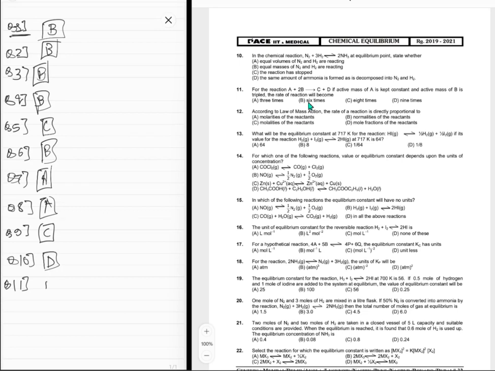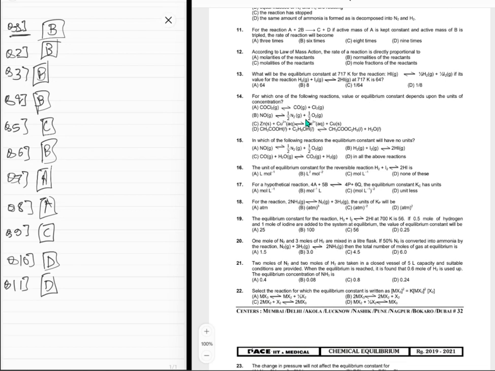Right, if this reaction is actually single step, then it will be 9 times. According to law of mass action, the rate of reaction is directly proportional to molarities of the reactants. No, like mole fraction of reactants. Normalities of the reaction. Does that even make a difference? All of these are just ways to represent the concentration. You can take any of these. It doesn't matter. Even though we generally take molarities.